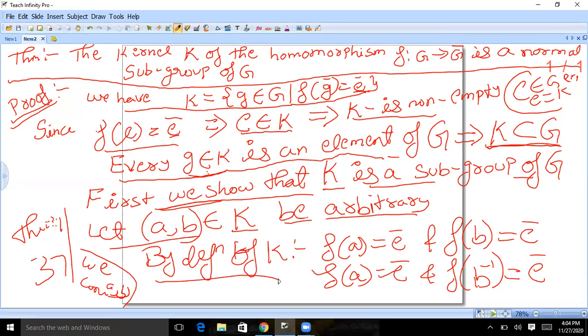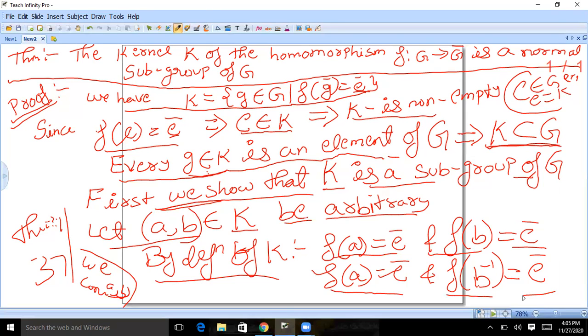So, definition of kernel of homomorphism. The kernel K of a homomorphism must always satisfy this: f of A is equal to e bar and f of B is also equal to e bar, we have to consider. Next, as usual, f of A is equal to e bar and f of B inverse is equal to e bar, we can consider.